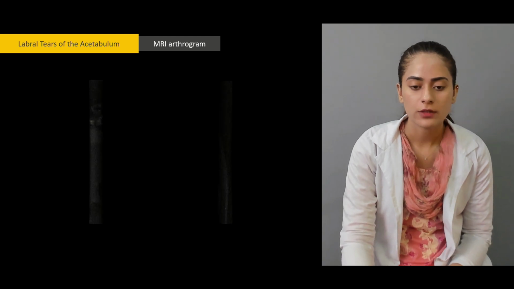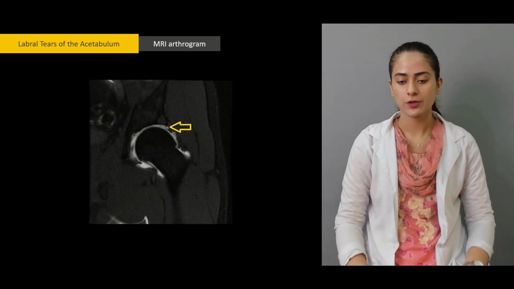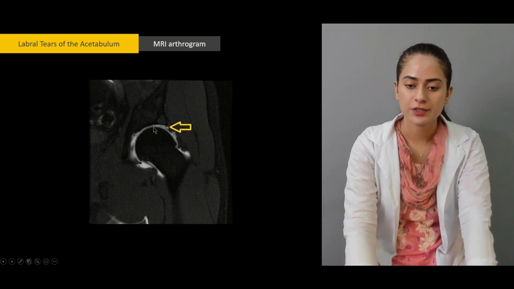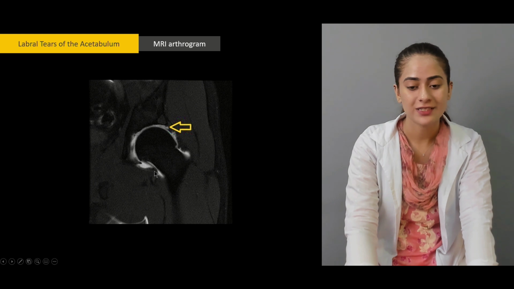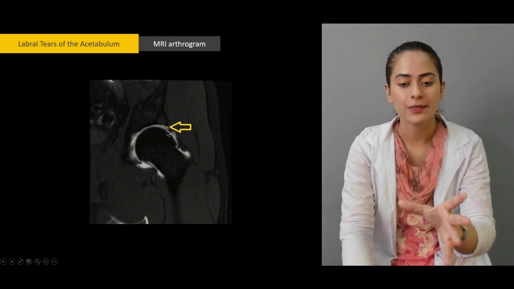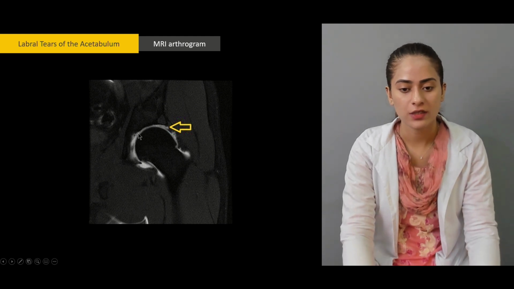So we're still discussing labral tears of the acetabulum. Let's see this. So this is an MRI. So what we see here is the labrum is not continuous here. It has some hypointense areas in between here.